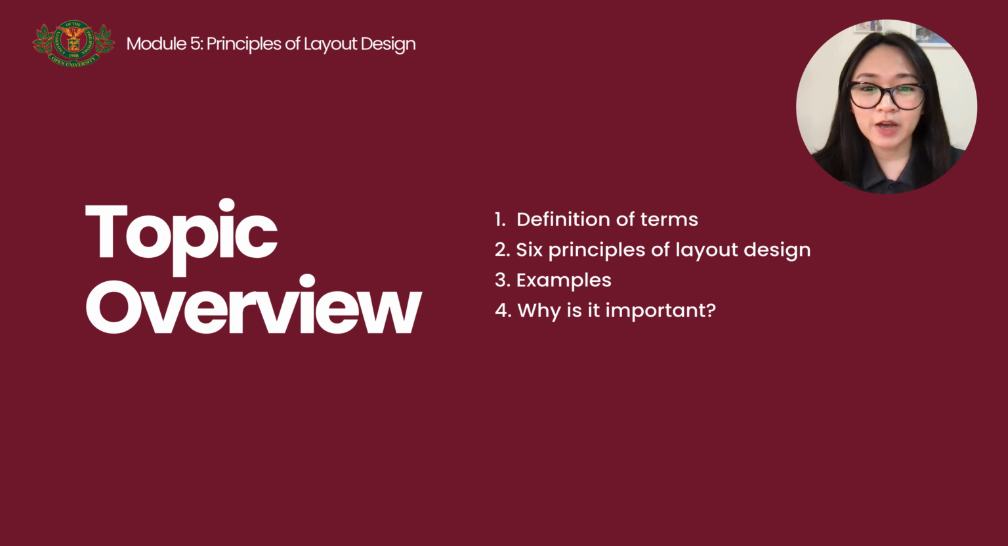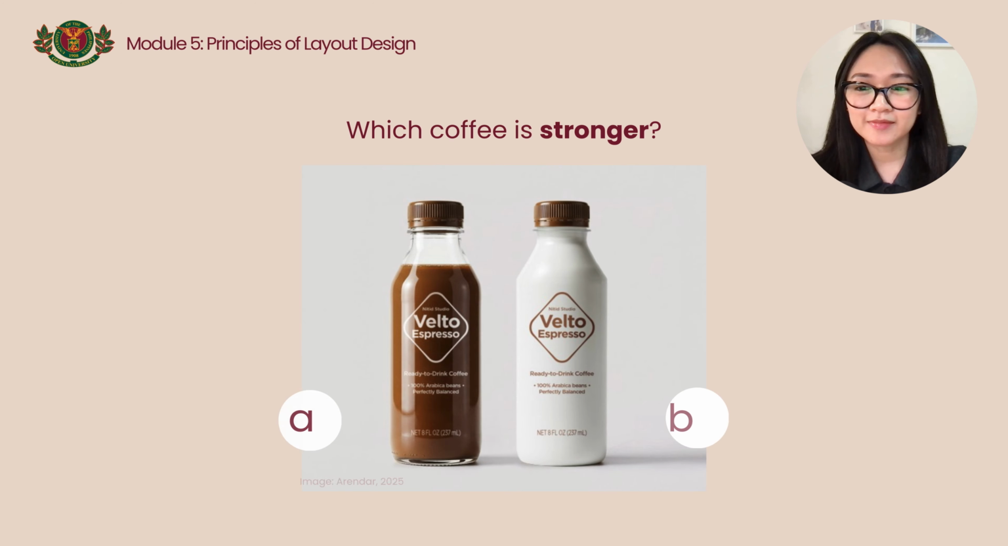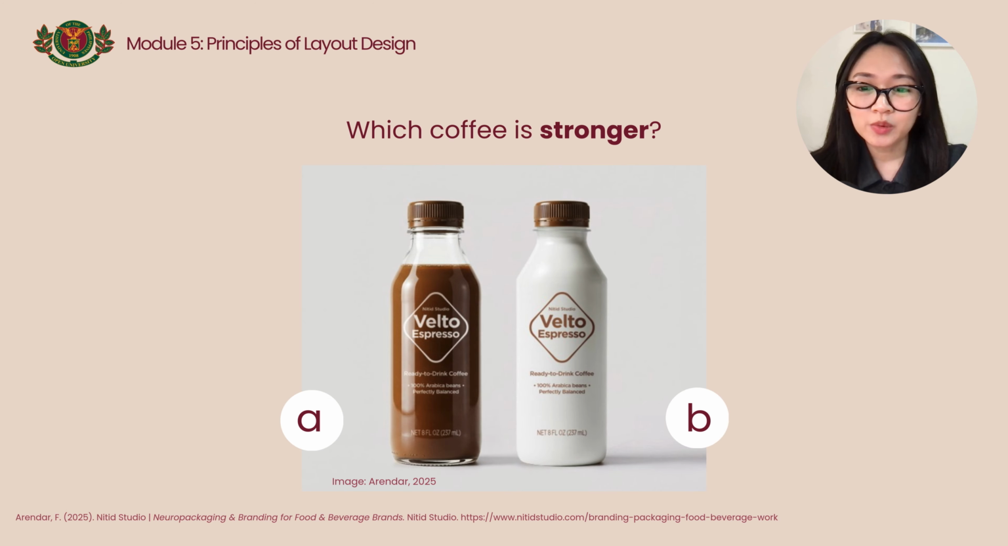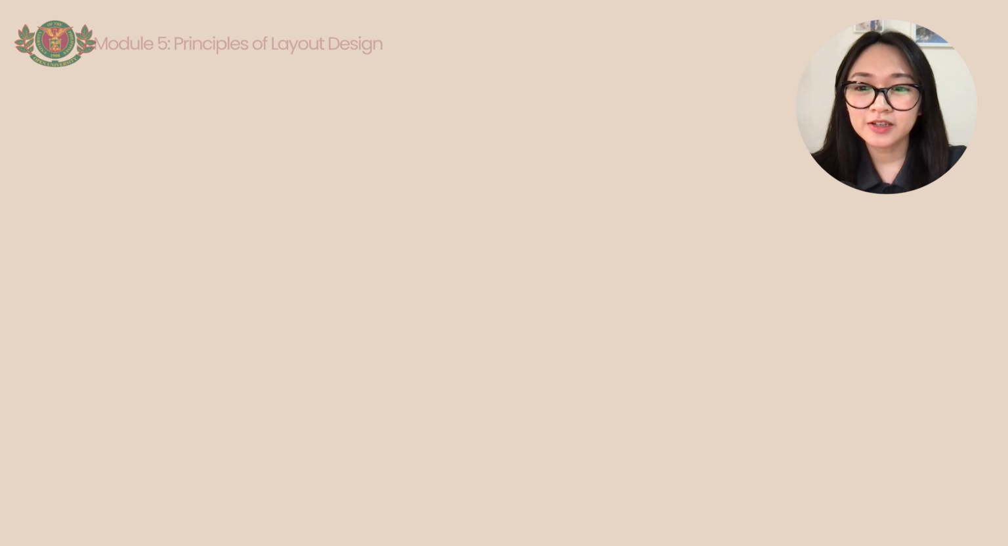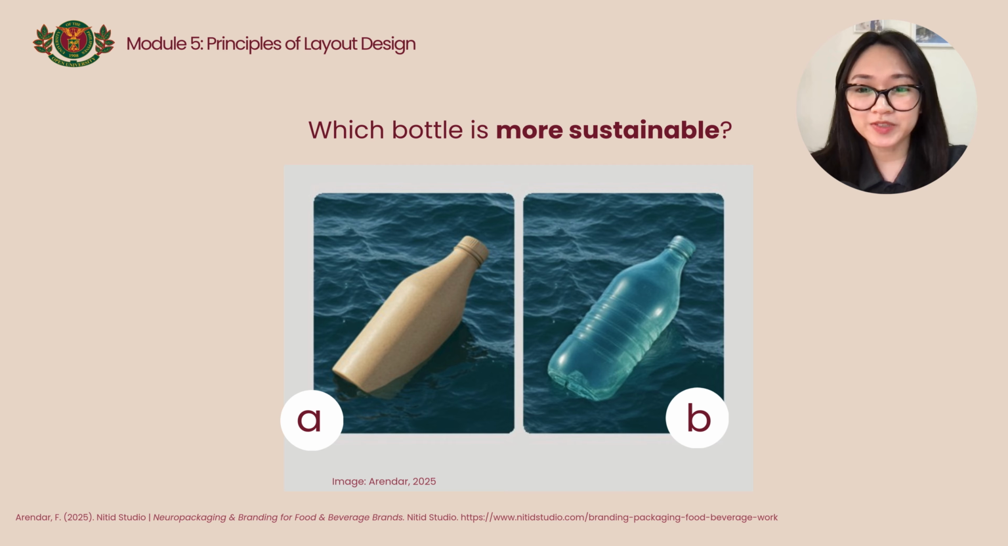Before I start, I want to give you a little exercise. Imagine that you're at the grocery store and you're given a choice to pick an item. Which one will you choose? I want you to list down your answers. Between A and B, which coffee do you think is stronger? Which chocolate bag do you think has more content? And finally, which bottle do you think is more sustainable?